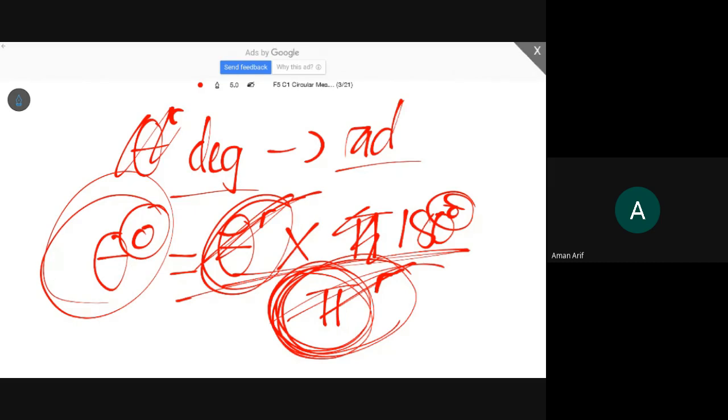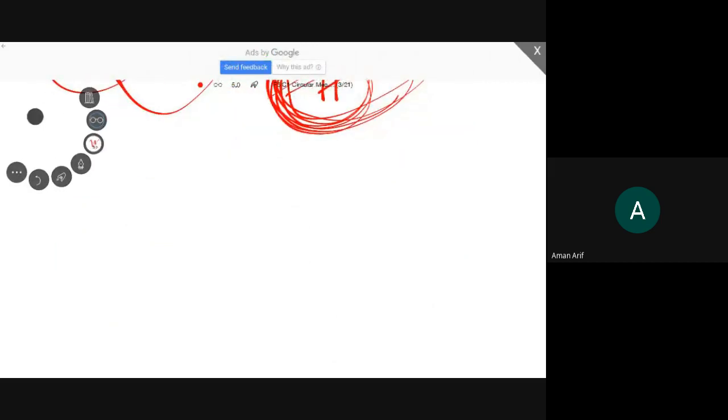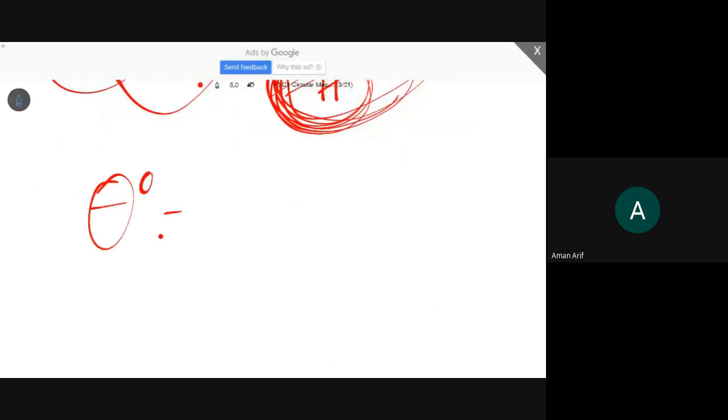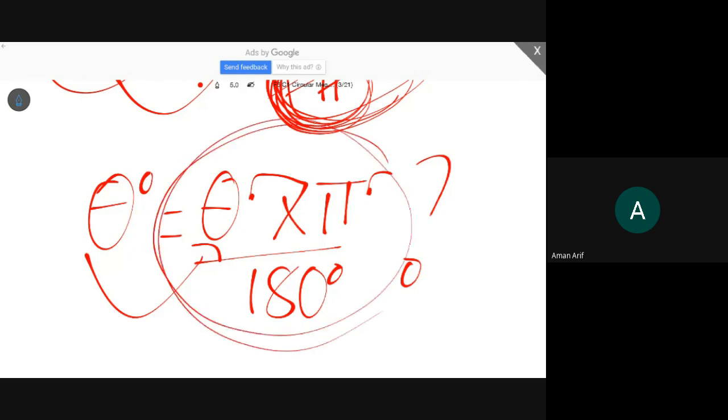Mengapa penukaran dari darjah kepada radian kita darab 180 bahagi pi? You try to think, guys. Let's say I now change the formula. Saya tukar formula dia sekarang. This one. Does it make sense, guys? Adakah formula ni membawa makna tak? Kalau saya tukar dari darjah kepada radian, if I convert from degree to radian, does this formula make sense? Can you tell me? Adakah ia ada maksud ke tak?